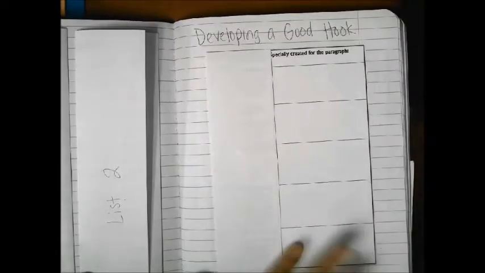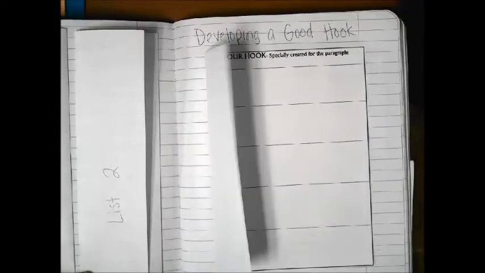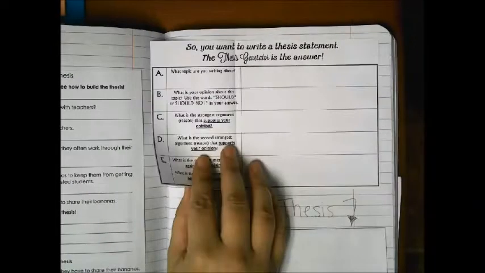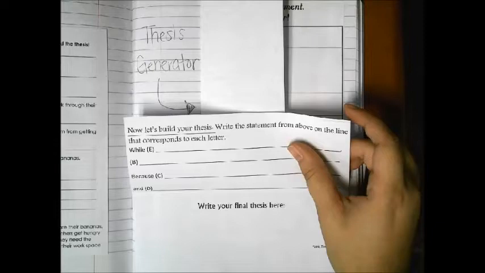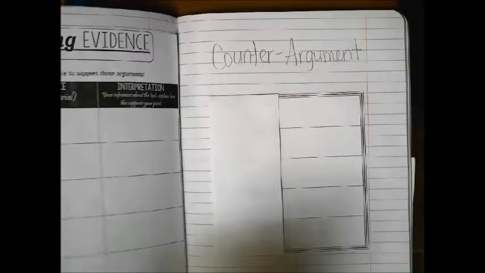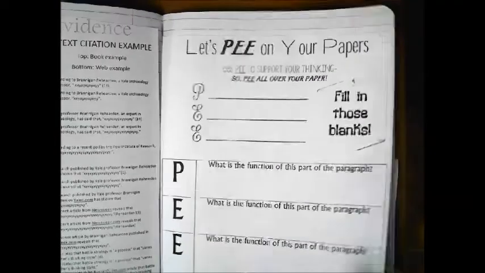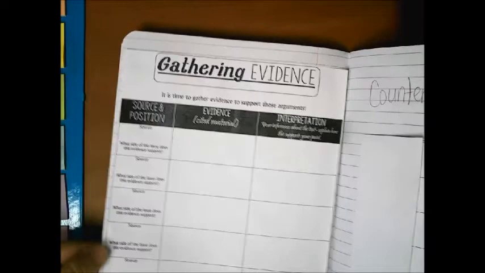Now, the first page should be the machine layout. Then you have your glossary of good beginnings, where both flaps should open. Then you have developing a good hook. Then you have writing the thesis. Then you should have your thesis generator, and below that, your generated thesis. Then you have citing evidence for both pages. Then you have including evidence, the PE strategy, gathering evidence, and counter argument.